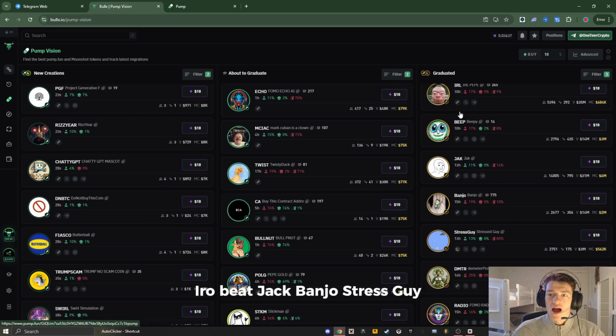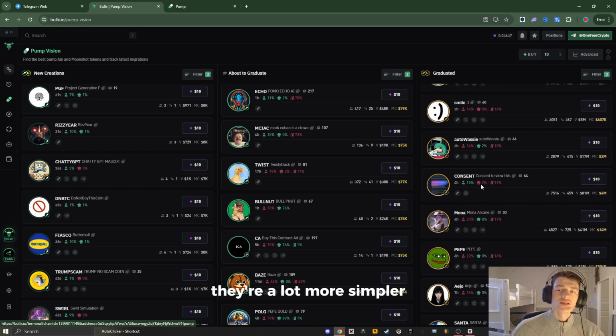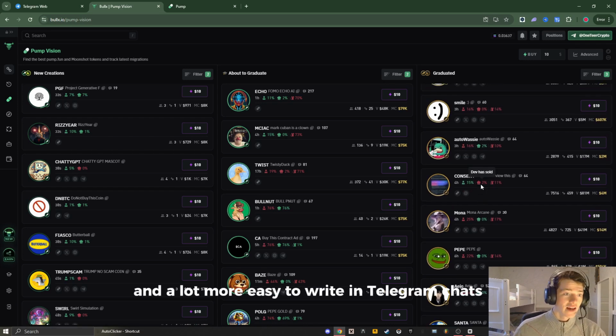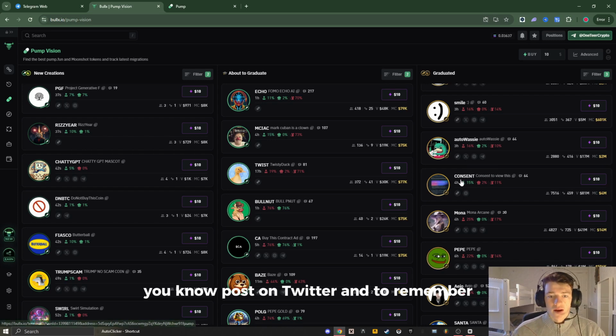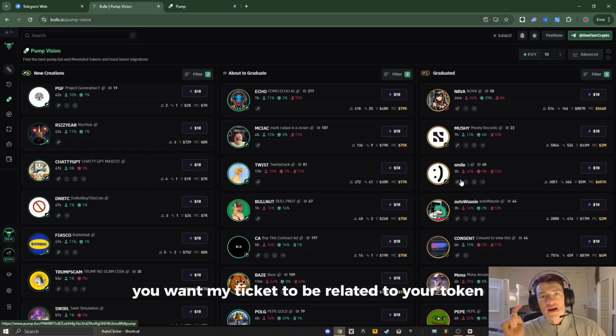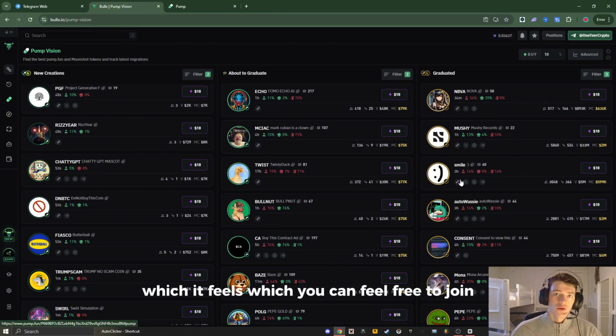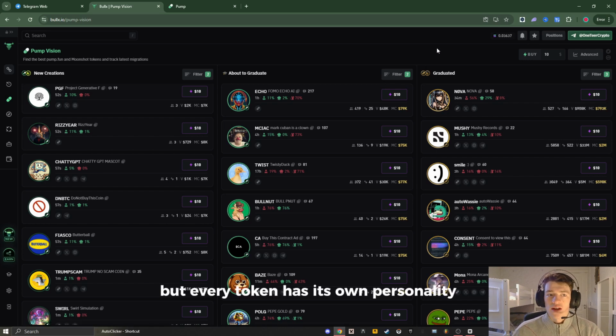But if you look here, IRL, Beat, Jack, Banjo, Stress Guy, DMTR, Radio, Consent, Mona, Pepe, Ajo, Santa, Wall. They're a lot simpler and a lot easier to write in Telegram chats, post on Twitter, and to remember. So that's something very key. Of course, you want the ticker to be related to your token, and every token has its own personality. I speak a lot about this in my Telegram group, which you can feel free to join.